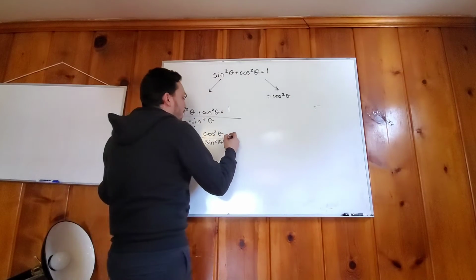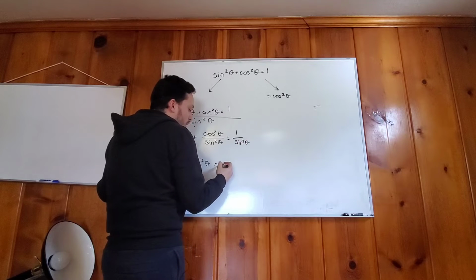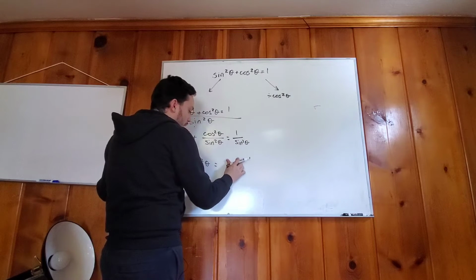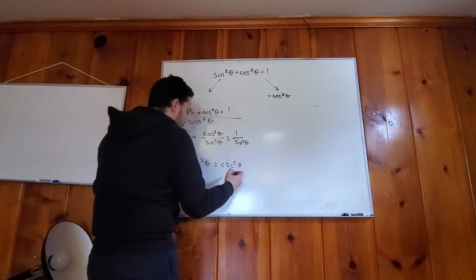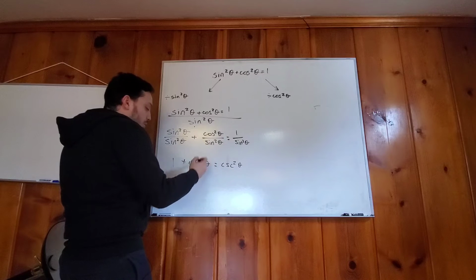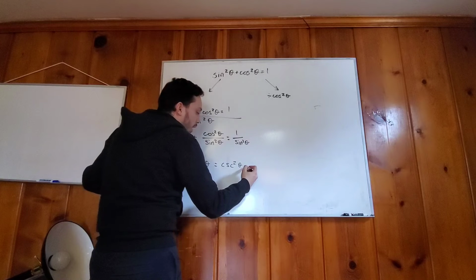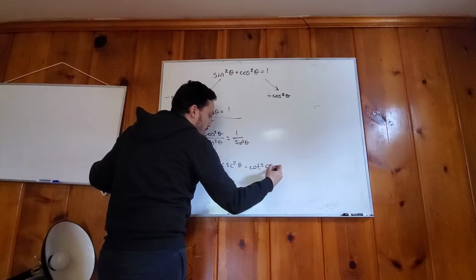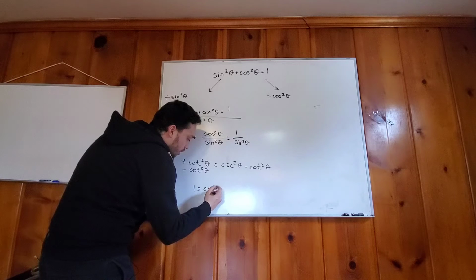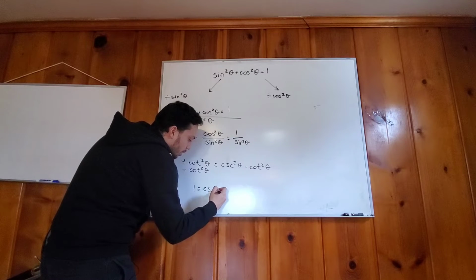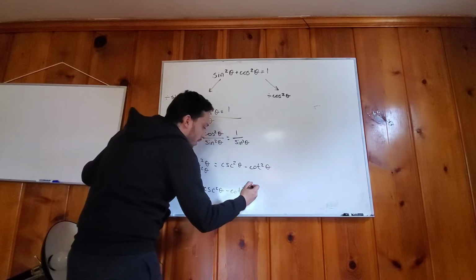Okay? And then finally we have 1 over sine squared theta, which is going to be cosecant squared theta. And so to actually make it into what we need, we're supposed to subtract cotangent squared theta from both sides. And so we have our first identity: 1 equals the cosecant squared theta minus the cotangent squared theta.